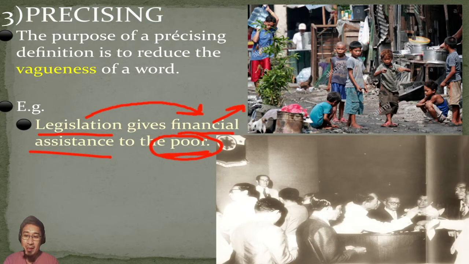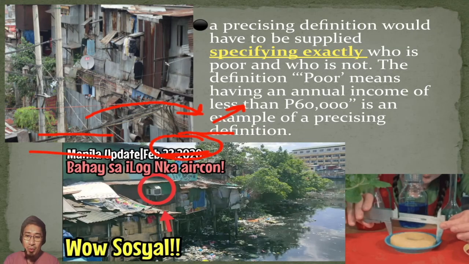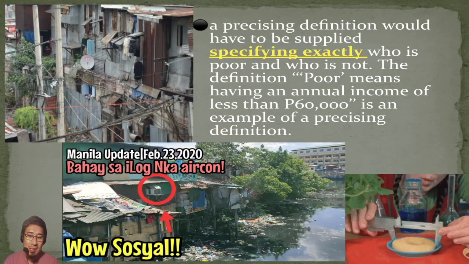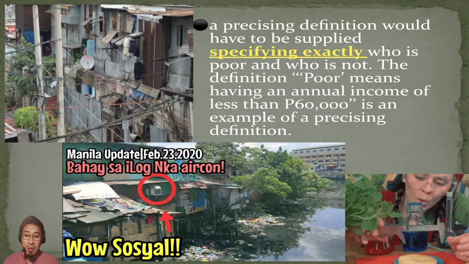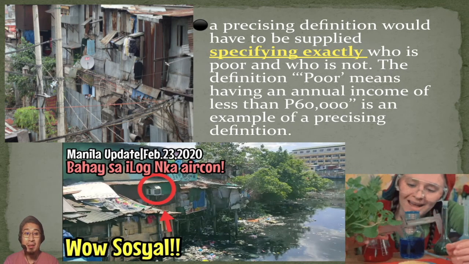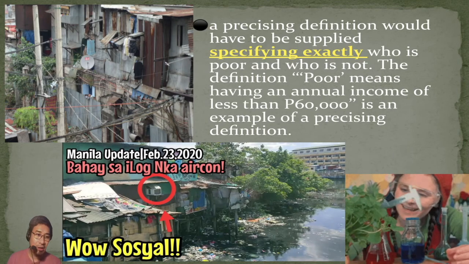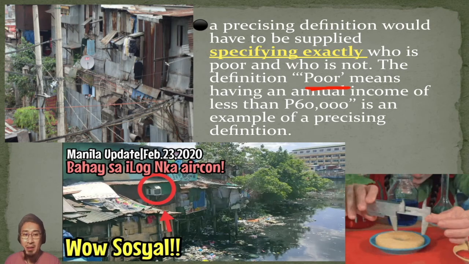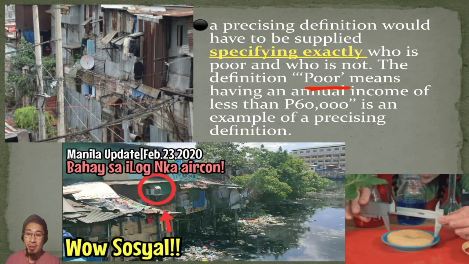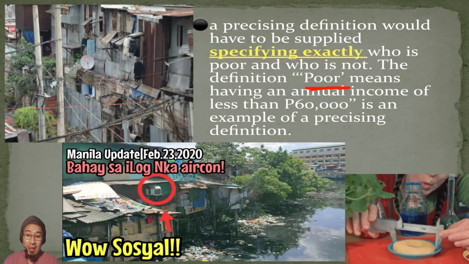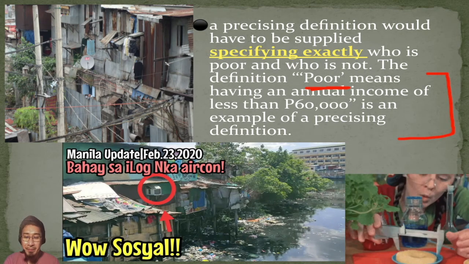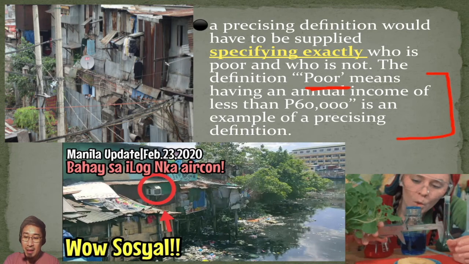Now, when we say poor, it needs to be precise. Anong ibig sabihin ng precise? Dapat eksakto or more specific. When we say poor, in this example, ano bang ibig sabihin nun? Poor in this case, paano natin masasabi ang isang tao ay mahirap? It needs a precising definition. Definition of what? Definition that would specify exactly who is poor and who is not. So if we say poor, ano ba ang pamantayan or criteria or standard for someone to be poor? If I am a lawmaker, it has to be indicated in my law that in order for the poor to receive financial assistance, dapat pasok siya sa criteria ng gagawin namin in order for us to be specific and then precise.